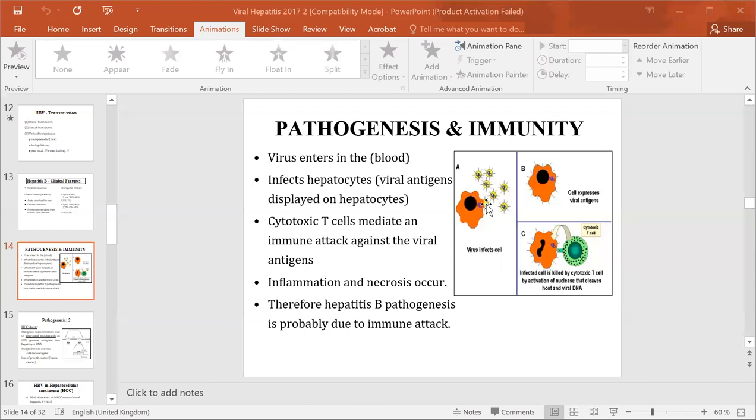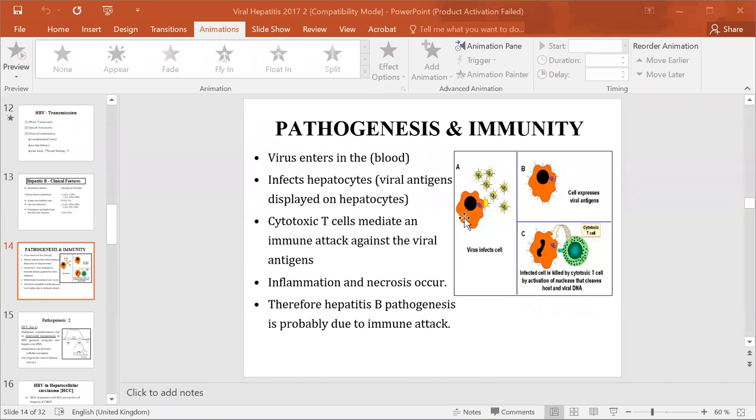So it's being infected by hepatitis B virus. The virus comes in and injects the DNA. And once the DNA is in here, the virus starts replicating. During the replication, the virus produces different parts of the virus, some of which are never used in the assembly of the new virions.